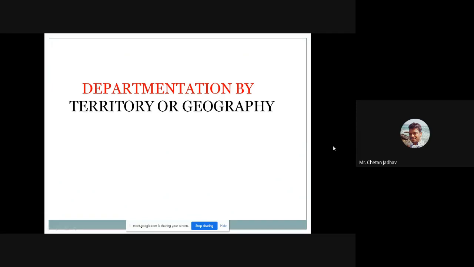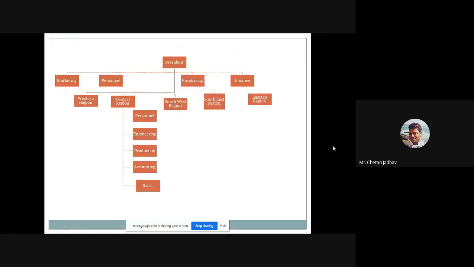So second, departmentation by territory or geography. Okay, so this is also very important. As per our previous discussion, we can divide this type of departmentation region wise.